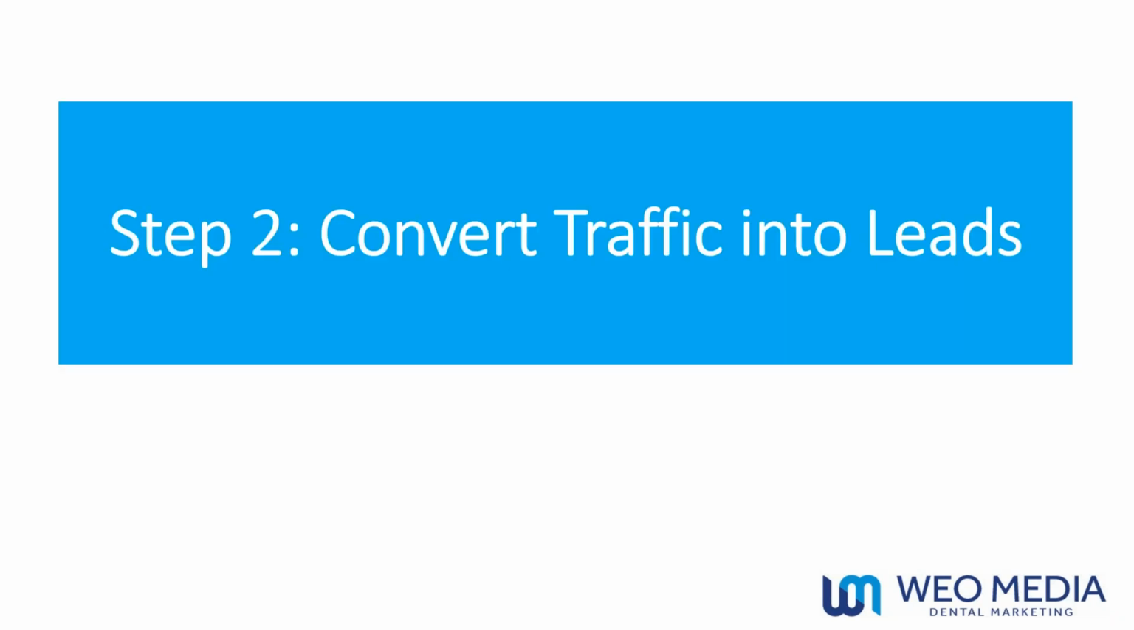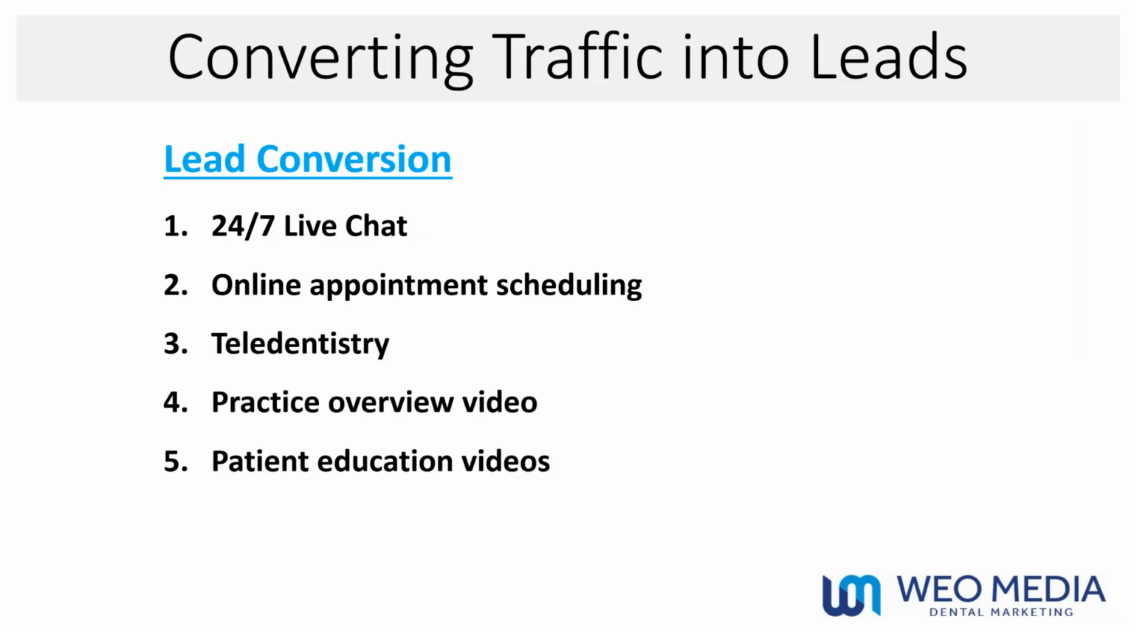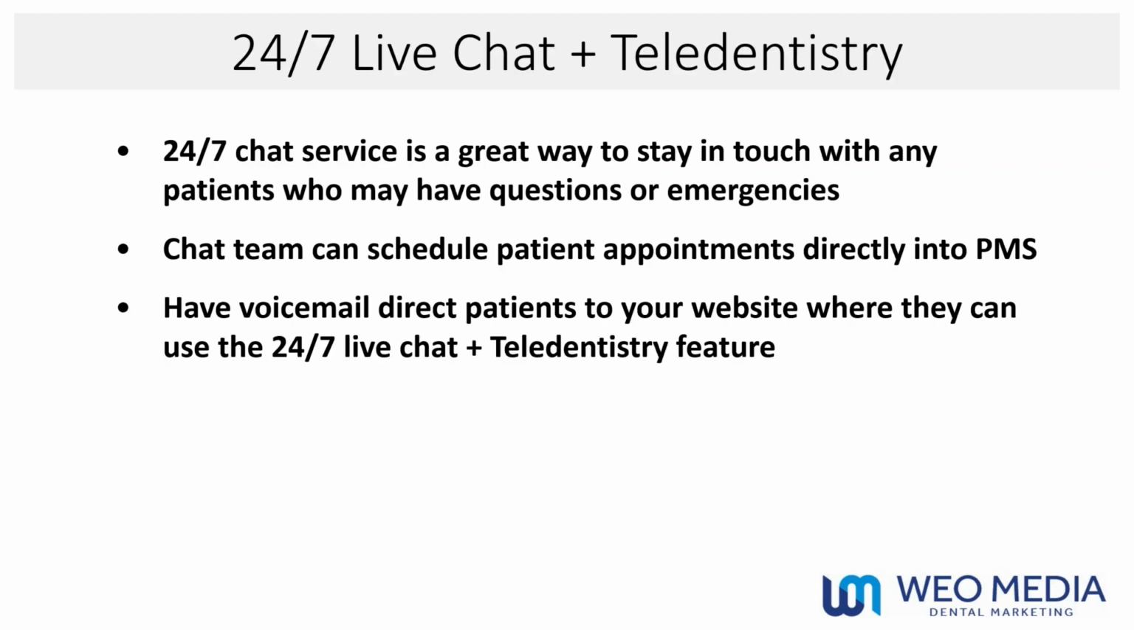Okay, so those are the 6 pillars which really focus on step 1, which is driving traffic. Now, once we've got the traffic, we do all these things in step 1. Those 6 pillars, we're getting traffic, awesome. Now, how do we convert that traffic into patient leads, right? Well, these are kind of the 5 main things when we think about converting traffic: 24/7 live chat, online appointment scheduling, teledentistry, and then videos show up here again. So we'll talk about each one of these in a little bit of detail.